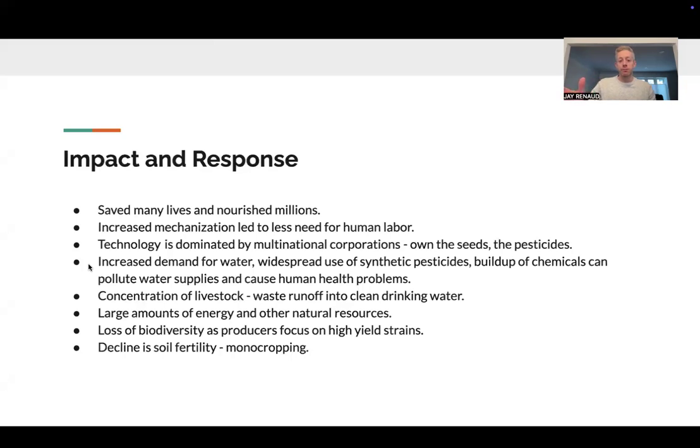We also have a loss of biodiversity and a decline in soil fertility as we have done more and more monocropping, just growing one crop year after year after year, or one crop seasonally.